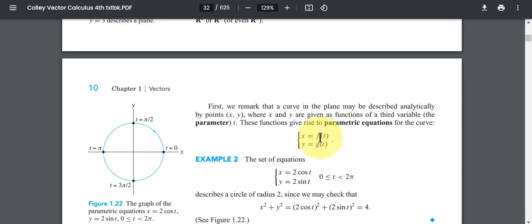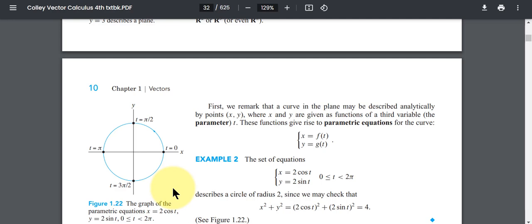They're not saying specifically what the function is. Here they are saying specifically what the function is, but in general, we just have any function of t for x and any function of t for y. So that means as t changes, you go all over the place because x and y change, and you move around.